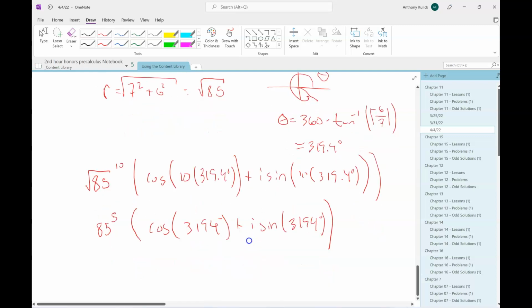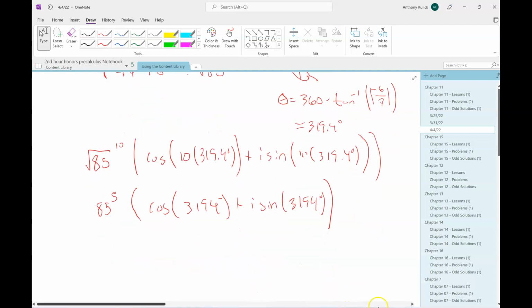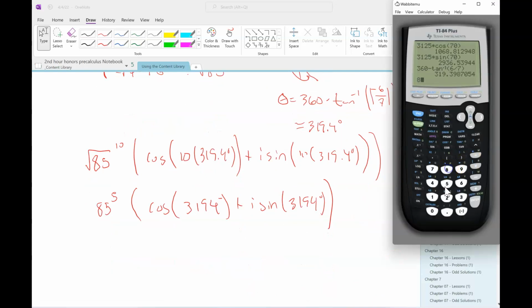And if you want to take this back to standard form, easy enough. So you got that monster.